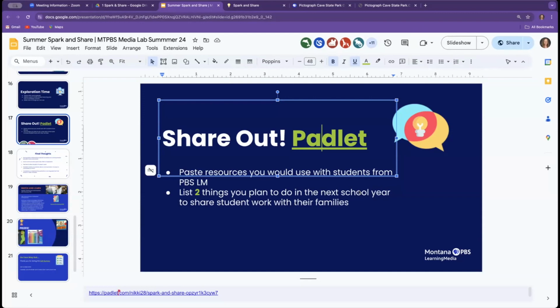And then thinking about next school year, maybe you don't want to because the last one's just ended, but hopefully you got some ideas, some sparks came up for you. We put 2 things on there, but if you could only come up with 1, that's fine. But if you want to really be a rock star and give us even more than 2, that would be awesome.